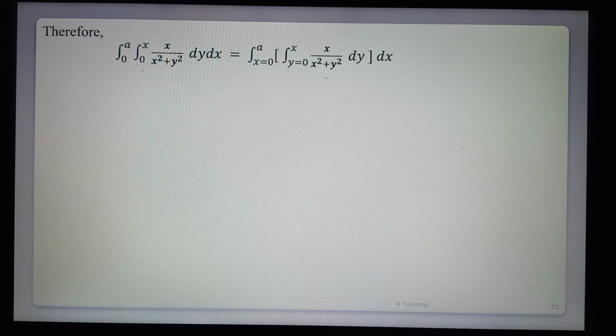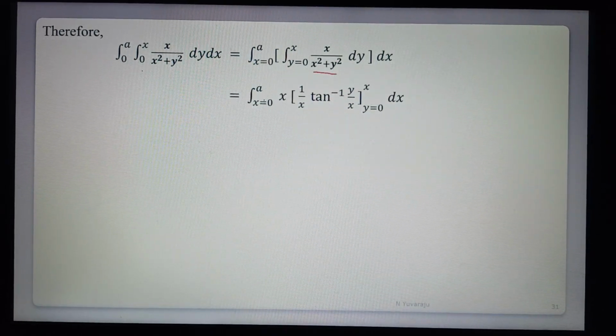First with respect to y. So x is a constant, integration of 1 by x square plus y square, and x is a constant here. Which form is this? Integration of 1 by x square plus a square form. That is equal to the formula, integration 0 to a, x into 1 by x into tan inverse of y by x. The formula for 1 by x square plus a square is 1 by a into tan inverse of x by a. X is a constant, 1 by x into tan inverse of y by x, y is equal 0 to x, into dx.